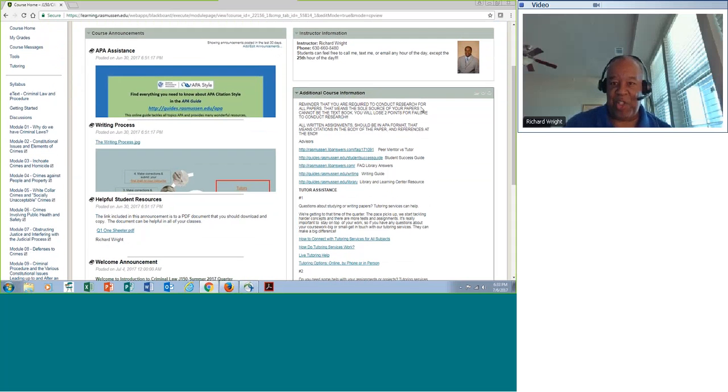Also, additional course requirements. Reminder that you are to conduct research for all papers. If you don't, you will lose 2 points in addition to what's in the rubric for failure to conduct research. 2 points will come off. Even if you have a perfect paper, you're still going to lose 2 points. All written assignments should also be in APA format. That means citations in the body of the paper and references at the end.